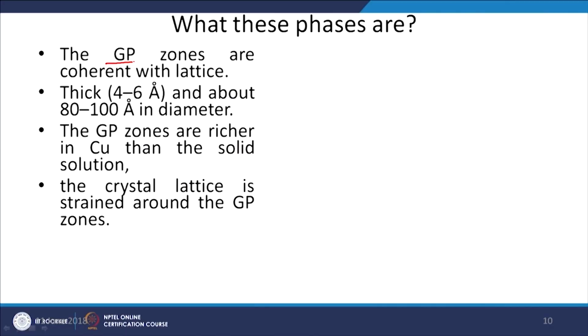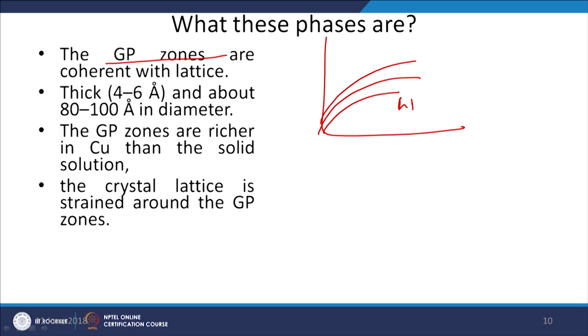This is what we will see in this next slide: the GP zone phase, which is formed very next to the very low level, then GP theta double dash, then theta dash. So, these are the different types of precipitates, and these are stable up to different temperatures. So, here we have copper, here we have the temperature value.